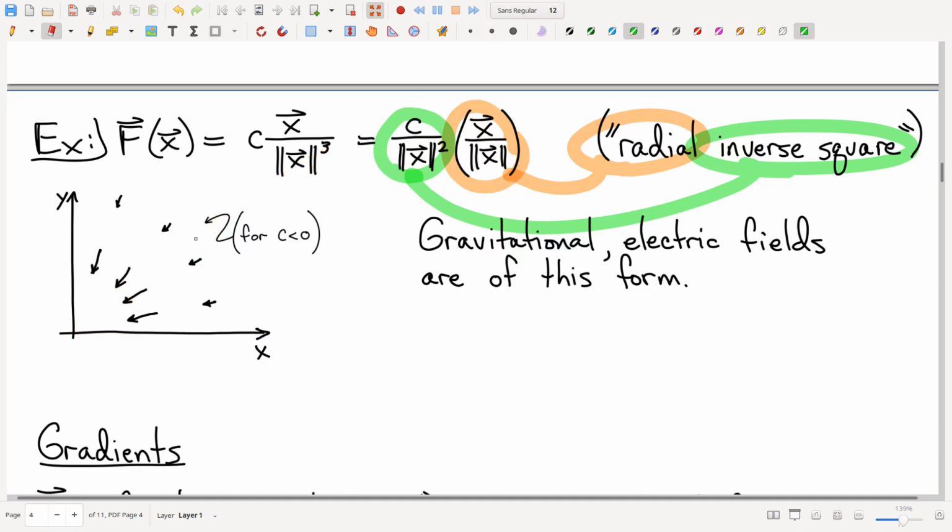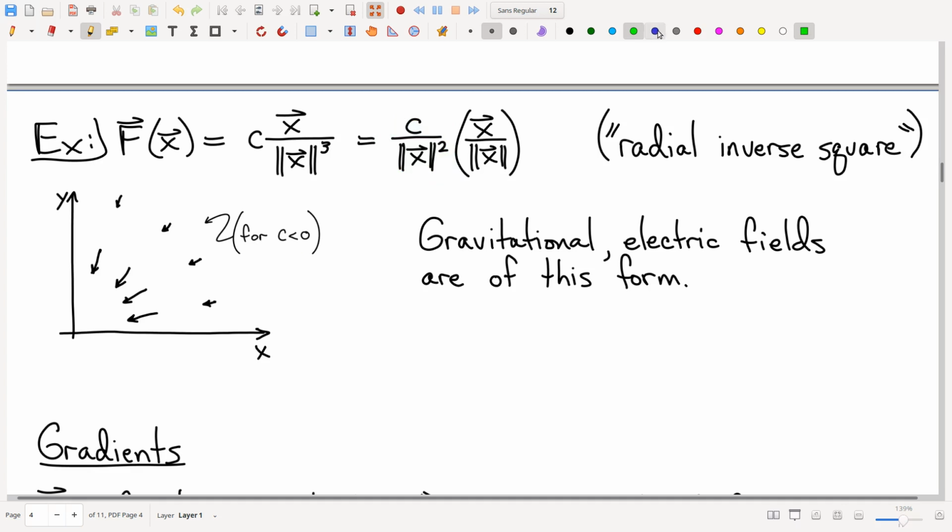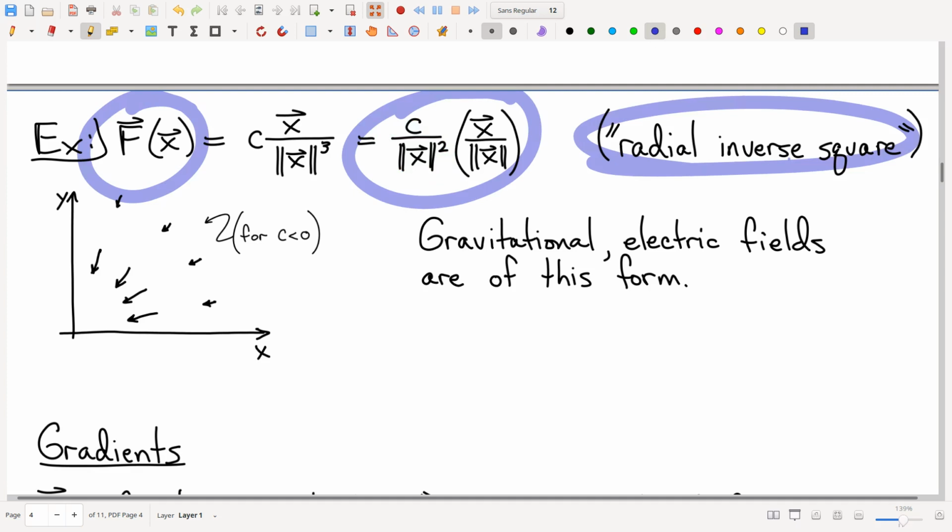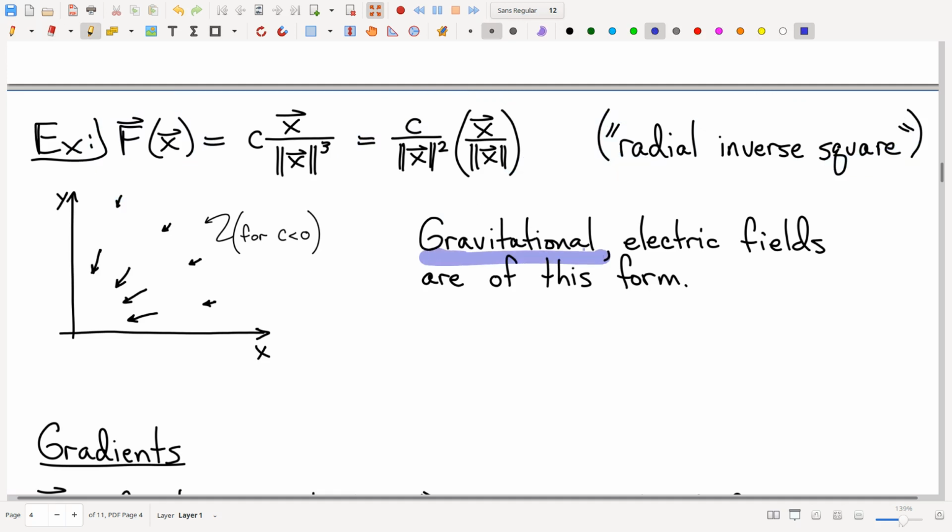So that said, altogether, we call this vector field, given by this formula, a radial inverse square vector field. Now why do we bother giving a name to a highly specific example of a vector field? Well, it's because this particular one is extremely important. This is what gravitational fields look like, for example. You think back to your high school physics, and gravity is inverse square, and it's always directly in the direction of the center of the Earth if you're talking about Earth's gravity, for example.